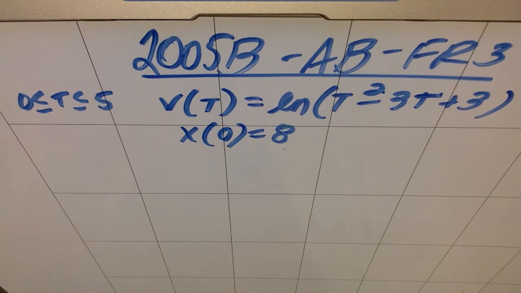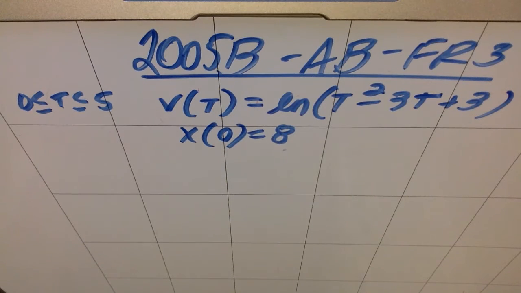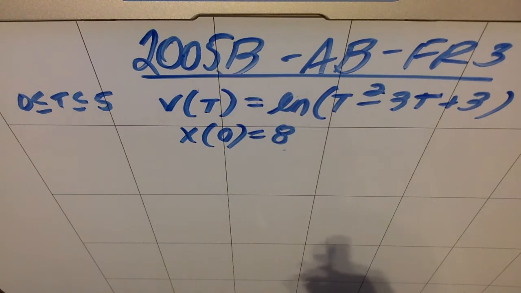At AP Review, this is 2005, Form B, AB Free Response 3. A thing to note is that in 2005, Free Response 3 was still a calculator problem, which is easy to forget because nowadays it's only 1 and 2, but it's worth noting it's a calculator problem.